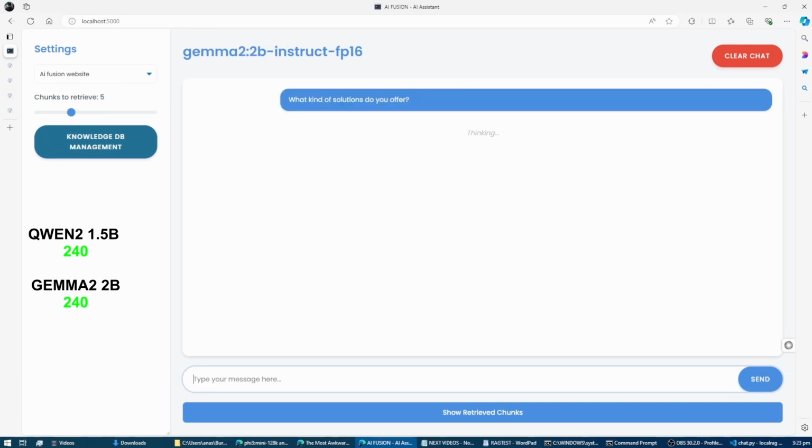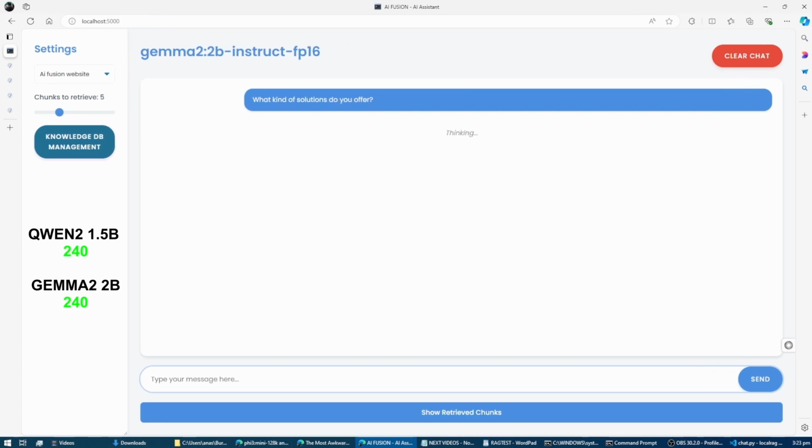Next up, we have Gemma 2, the 2 billion parameter model. The response is mostly correct. It mentions custom AI solutions for reducing costs, which is accurate. However, it's missing some key details, so we'll deduct 10 points for incompleteness.